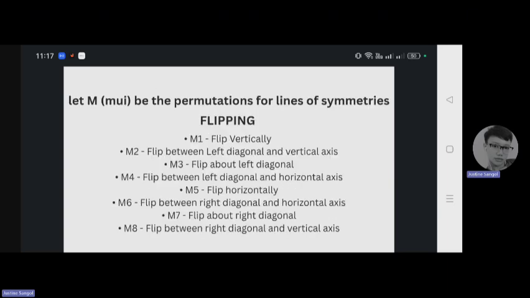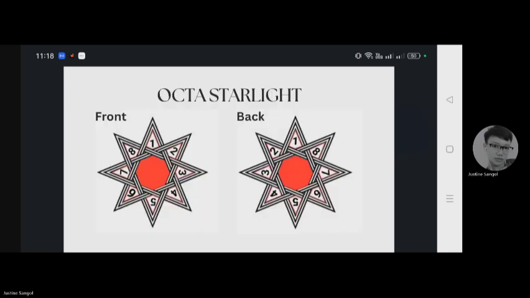And let mu be the permutation for lines of symmetries, or the flipping. So mu1 is flipped vertically, mu2 is flipped between left diagonal and vertical axis, mu3 is flipped about left diagonal, mu4 is flipped between left diagonal and horizontal axis, mu5 is flipped horizontally, mu6 is flipped between right diagonal and horizontal axis, mu7 is flipped about right diagonal, mu8 is flipped between right diagonal and vertical axis. So now this is the new front and the back of my Octa Starlight.